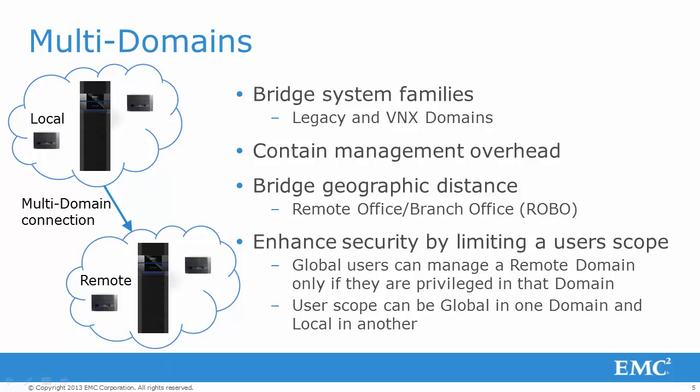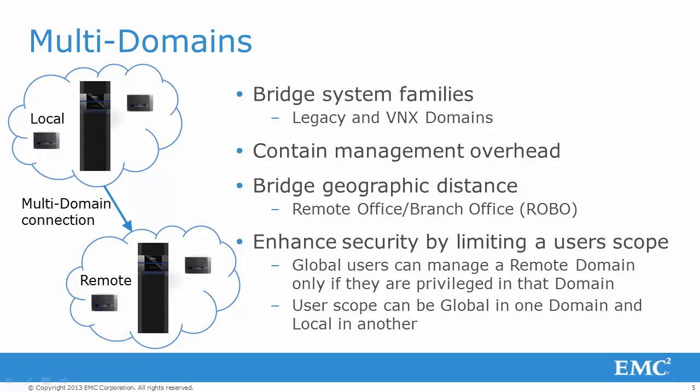In another example, if you have storage systems at two sites that are some distance from each other, placing all of the systems in a single domain network could affect management response time. Multi-domains help avoid this problem by allowing you to create domains in both locations and connect the domains using multi-domain connections in either direction. By carefully setting up credentials, scopes, and roles in each domain, you can tune access privileges to meet varying business requirements.